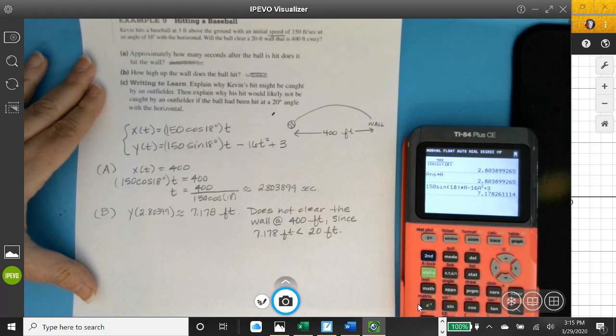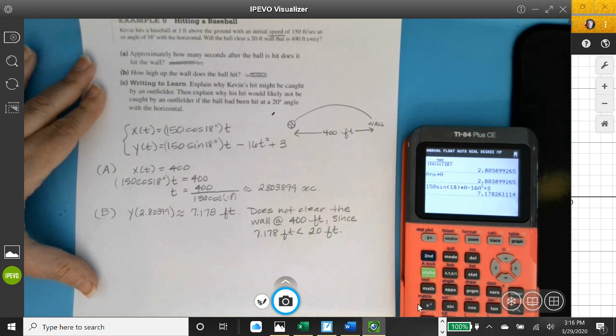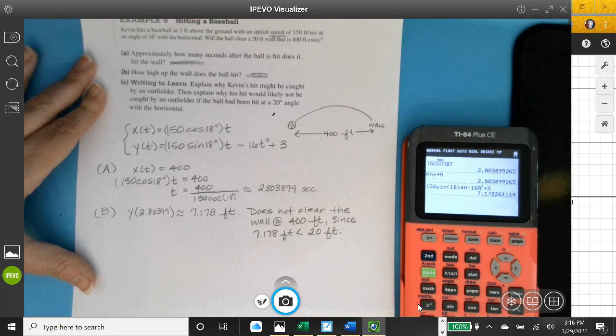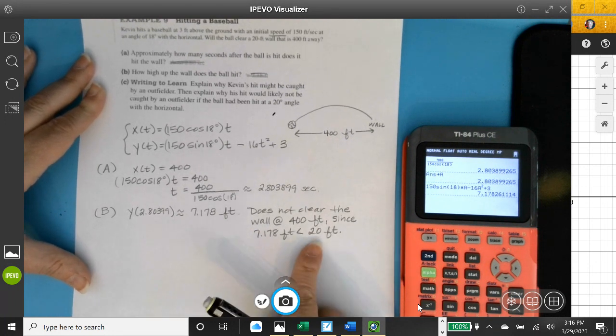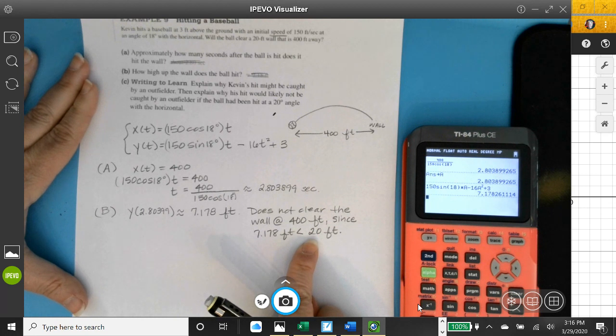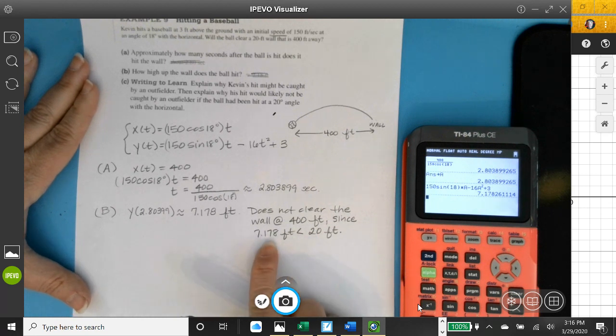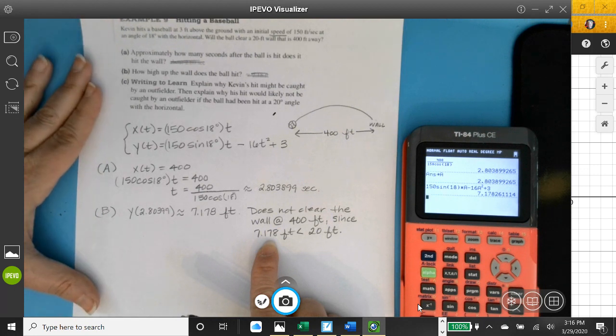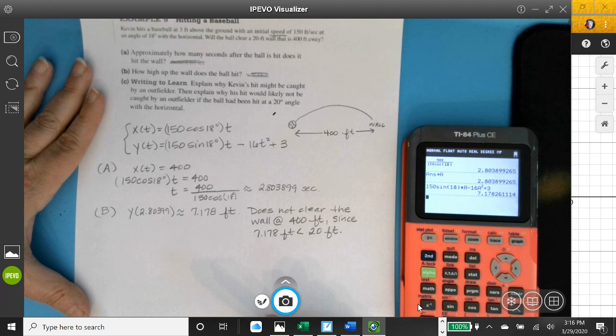All right, now part C says, explain why Kevin's hit might be caught by an outfielder. Explain why his hit would likely not be caught by an outfielder if the ball had been at a 20-degree angle. Well, what's interesting about this is, do you think that the outfielder could jump? Let's say they were 7 feet tall, could they jump a foot up to catch that? Sure, they could catch that.